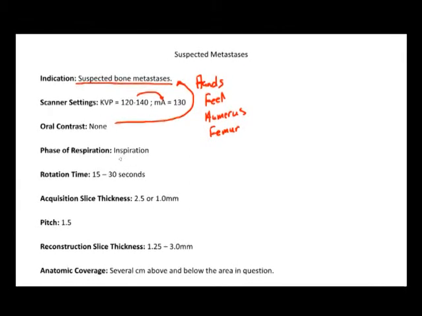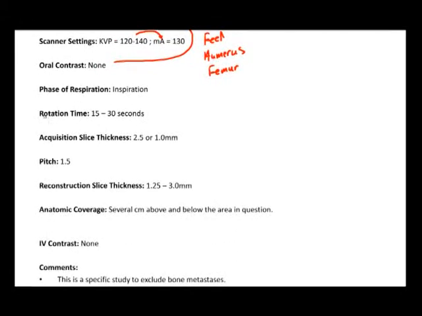The phase of respiration is going to be at inspiration, just so that we can try and hold these areas of the body still. We're not going to worry too much about rotation time being 15 to 20 seconds, so don't worry too much about that. However, the acquisition slice thickness is going to be 2.5 to 1 millimeter. Generally, we favor the 1 millimeter slices simply because they afford us the ability to recon in very small segments versus 2.5 millimeter.